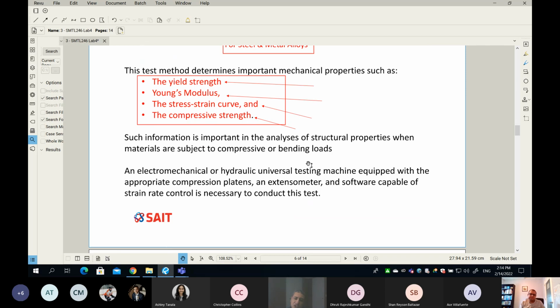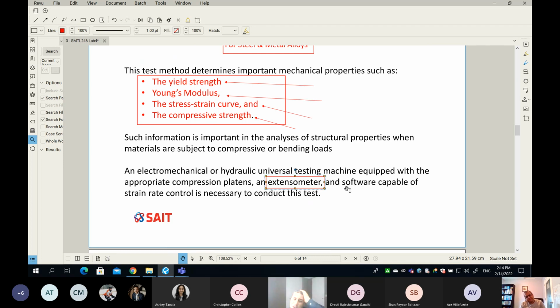Okay? But it's the same machine, no change. And so the machine, what it does, it applies compression, like high force, on our specimen. And so it also can measure the forces. And same thing, if you remember this name from last test, called extensometer. And what it does, it measures the strain.